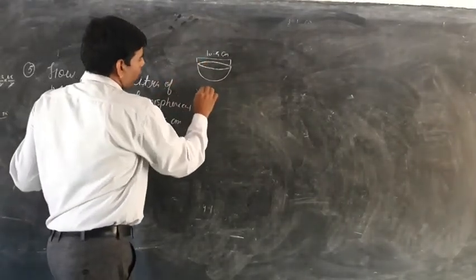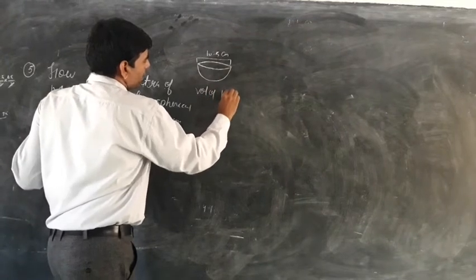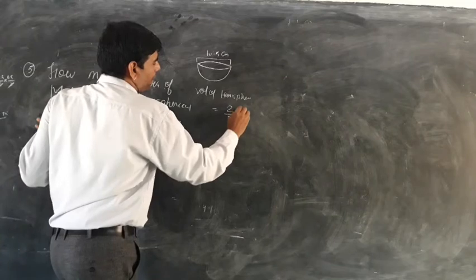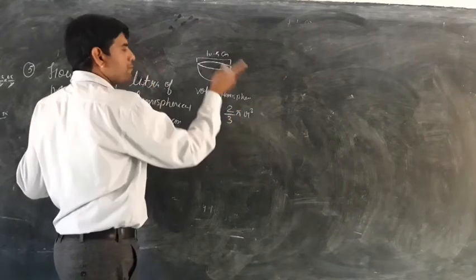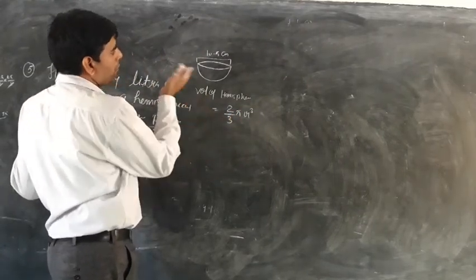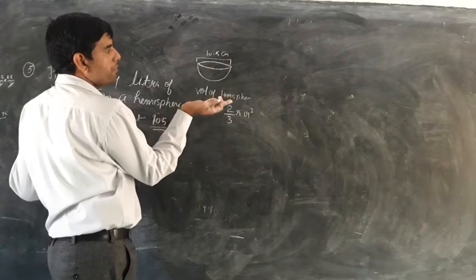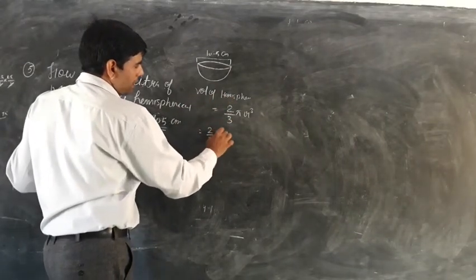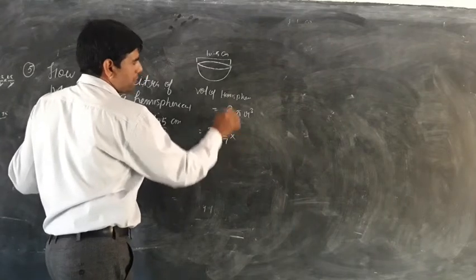The volume of a hemisphere is equal to 2 by 3 pi r cube. The volume of a sphere is 4 by 3 pi r cube, and the volume of a hemisphere is half the volume of the sphere, that is 2 by 3 pi r cube. So that is 2 by 3, and the value of pi is 22 upon 7.